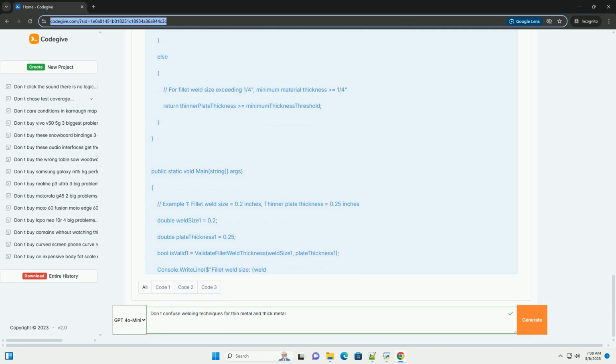Amperage: low, to prevent burn through; higher, to achieve adequate penetration. Voltage: lower, to reduce heat input; higher, to increase arc length and penetration. Travel speed: faster, to prevent overheating; slower, to allow for proper fusion. Wire feed speed, GMAW: lower, to match low amperage; higher, to match higher amperage.